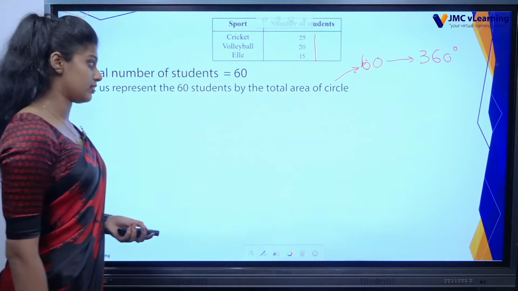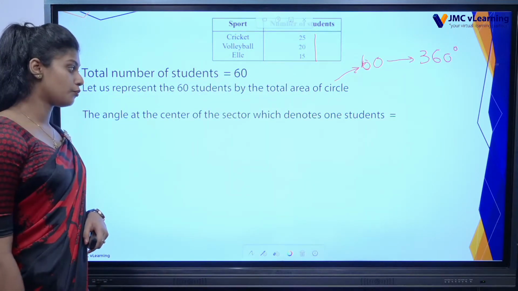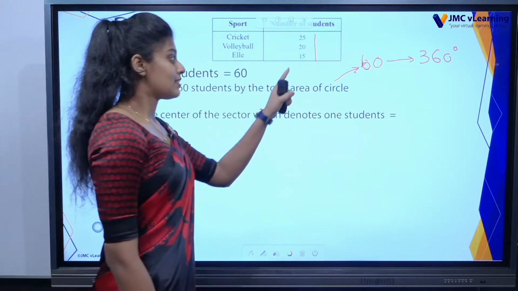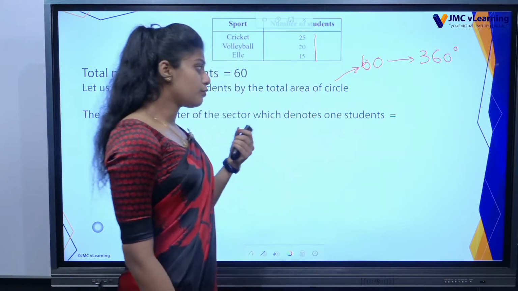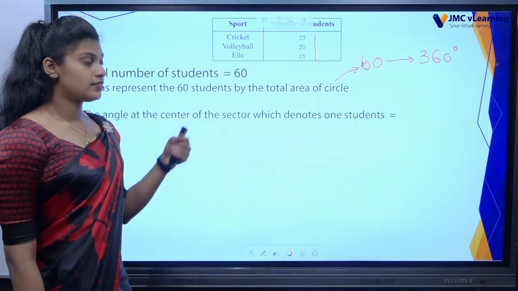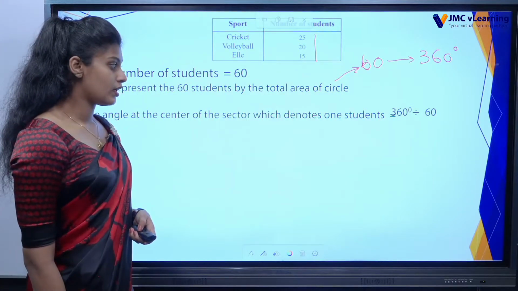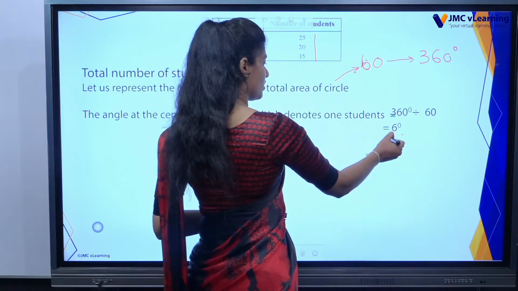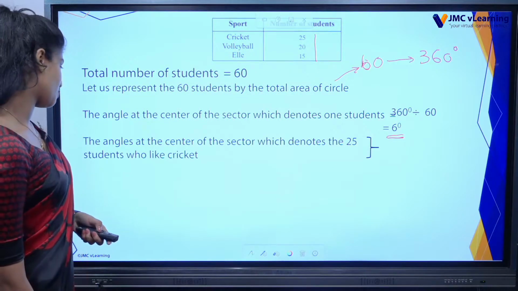Then the angle at the center of the sector which denotes one student. 60 students mean 360 degrees. To find one student, what do you have to do? That 360 you have to divide by 60. Then the answer is 6 degrees. One student is shown using 6 degrees.